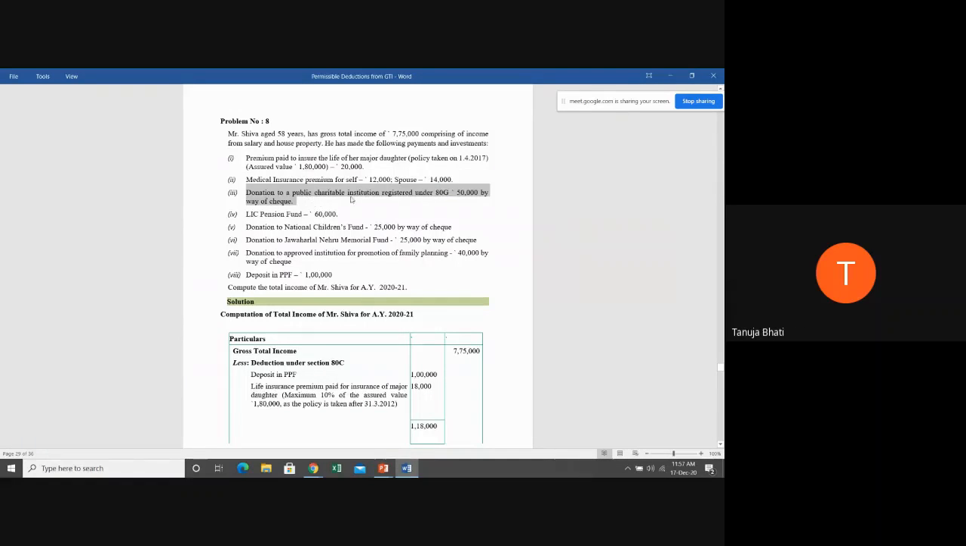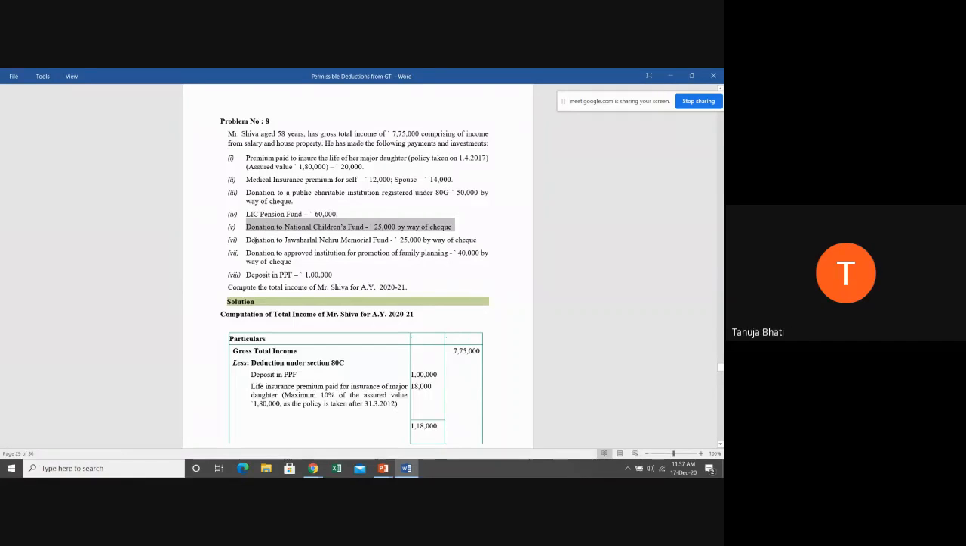Next, donation to a public charitable institution registered under 80G, 50,000 was paid by check. Now, this is going to fall under which section, students? It is already given, but you tell me under which section it is going to fall. 80G, ma'am. Very good. LIC pension fund. Under which section, students? 80CCC, ma'am. Very good. Next, donation to National Children's Fund, 25,000 by way of check. When it is donation, which section is it going to fall under? 80G, ma'am.